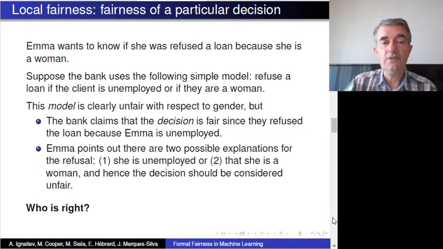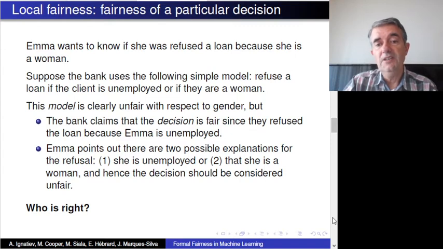So let's now look at the fairness of a particular decision. Let's take a concrete example. Emma is an unemployed woman, and she wants to know if she was refused a loan because she is a woman. Now, suppose the bank uses the following simple model. It refuses a loan if a client is unemployed or if they are a woman. Now, clearly, this model is unfair with respect to gender. But the bank claims that the actual decision concerning Emma was not unfair because Emma is unemployed, and that's a reasonable reason for refusing a loan.